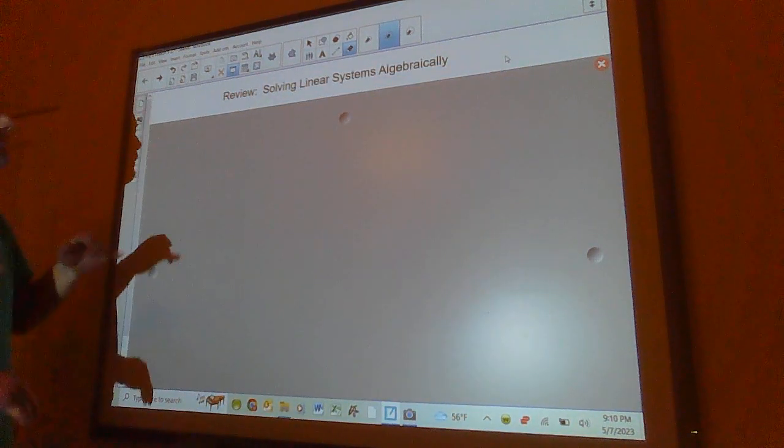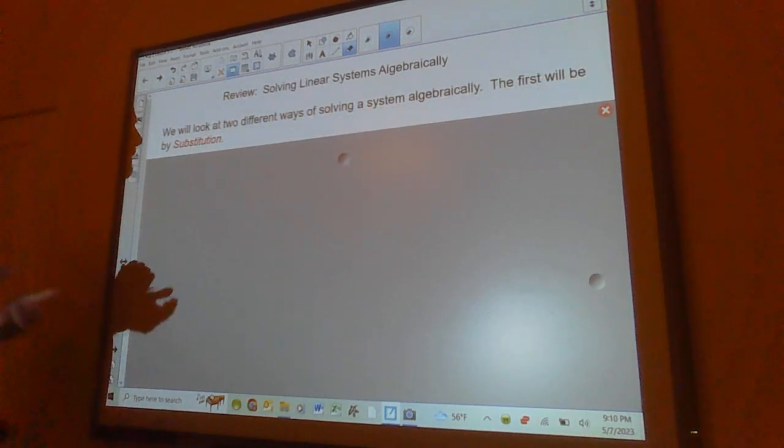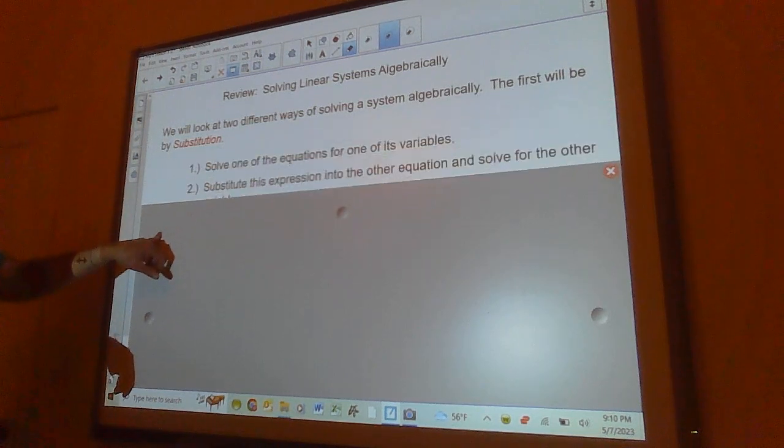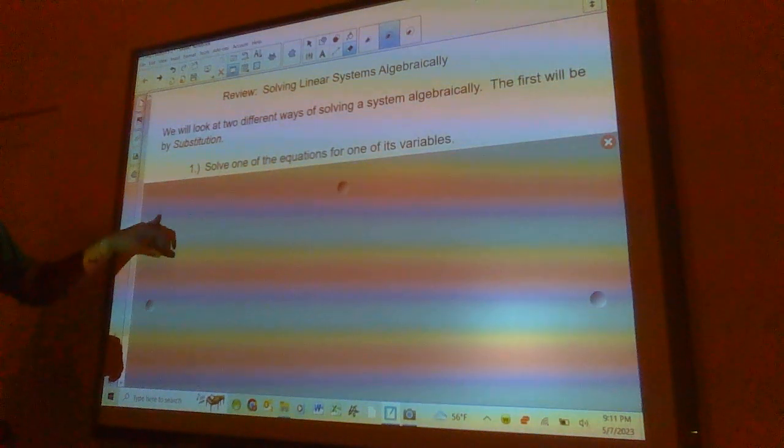Hey everybody, today we're just going to review solving linear systems algebraically. There are two different ways to do that. The first we're going to look at is by substitution. Our first step is to solve one of the equations for one of its variables.